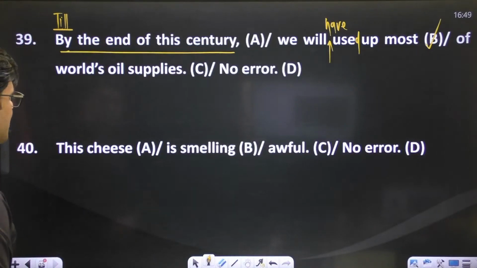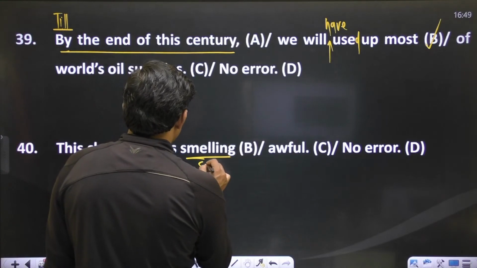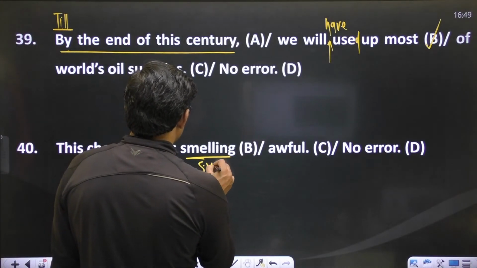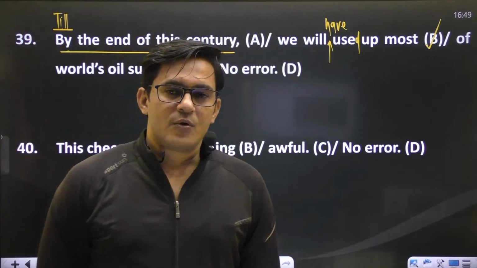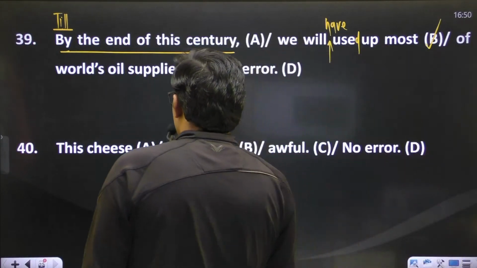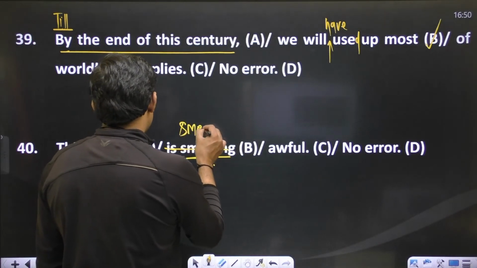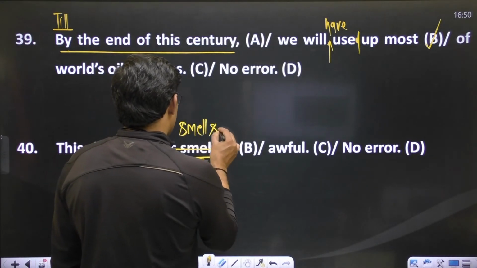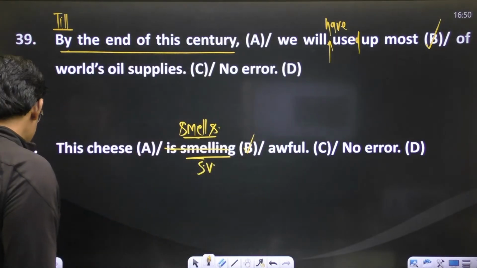This cheese is smelling awful. Okay, this verb smell is a stative verb. Stative verbs are called non-progressive, non-action verbs, which are never used in continuous tense. So to make this sentence okay, just change it to indefinite tense, and the sentence will be: this cheese smells awful. Okay, the error will be in part B. Okay, take another example.